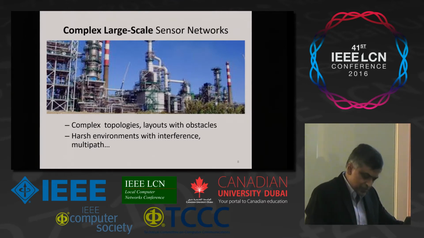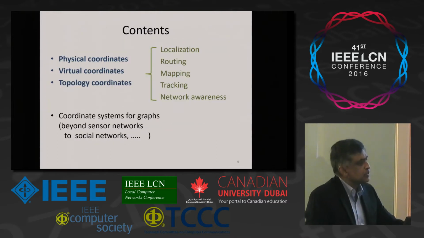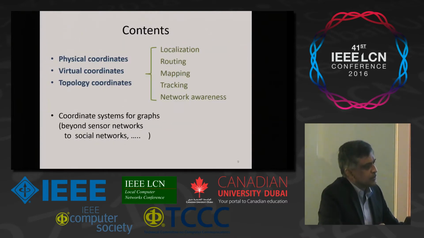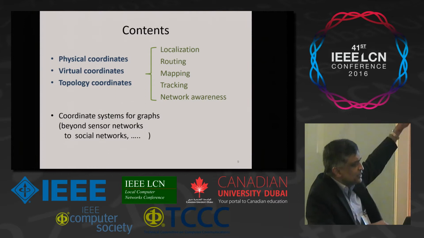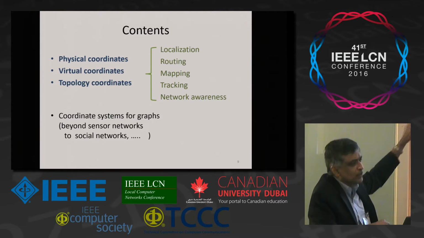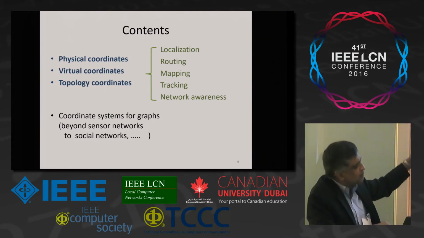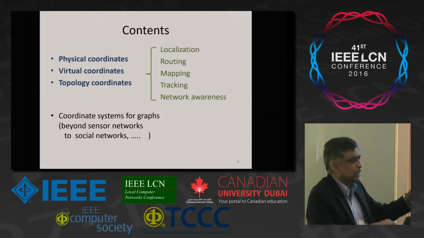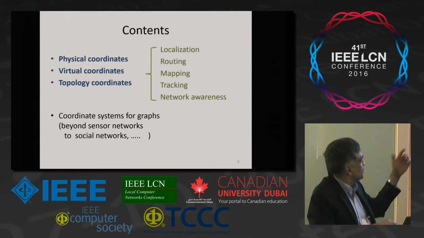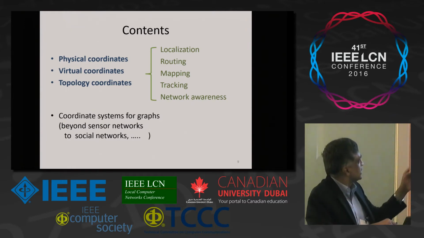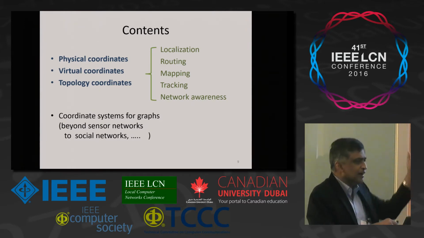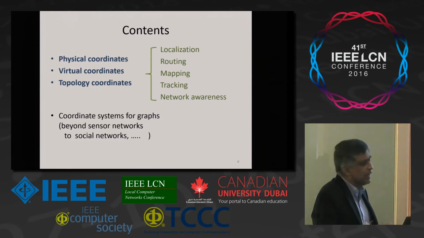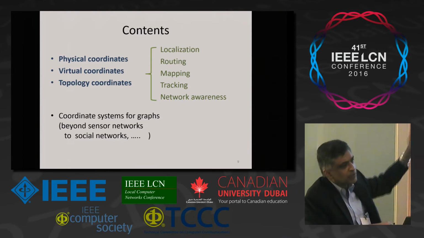In these circumstances, we want to be able to address these nodes. So how do you address these nodes? This is what the talk is about, coordinate systems, right? My outline basically is physical coordinates, virtual coordinates, and topology coordinates. But in the process, you cannot just give some coordinates and say, oh, I'm done. It has to be useful for things like localization. How do you obtain these coordinates? Routing, mapping, tracking, and we have this new idea called network awareness. So that's what I'm going to talk about.